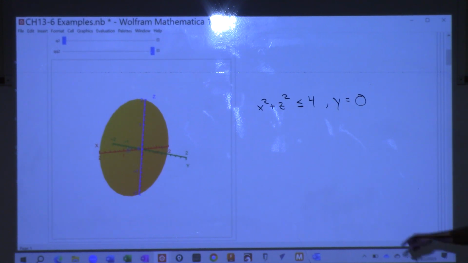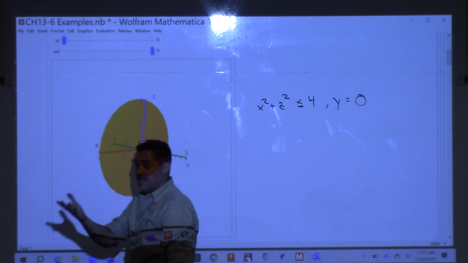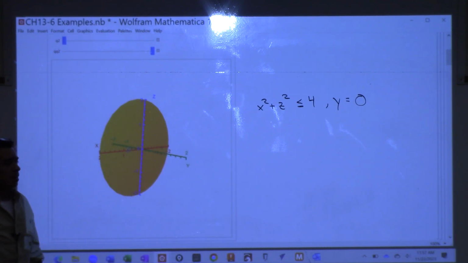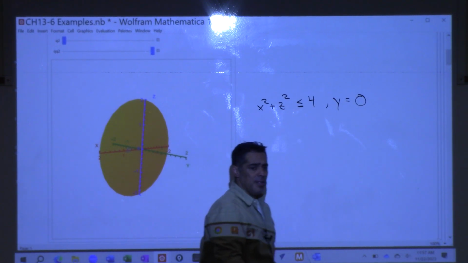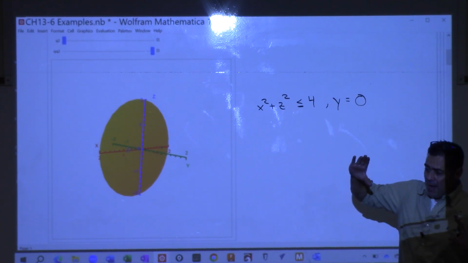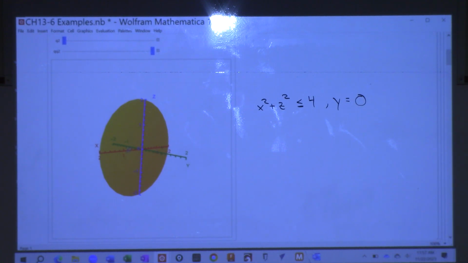Now, but not just the circle, right? It's not just the edge. It's what? Everything in it. So it's a disk, right? It's a disk. And that's why the inequality is there. The inequality is there because that tells you a circle of radius 4 and everything in between, all the way down to a point.